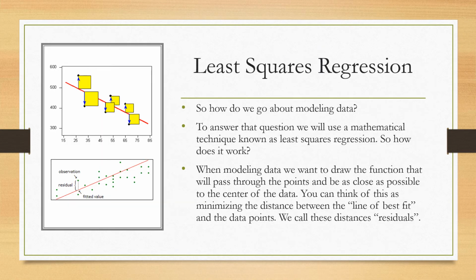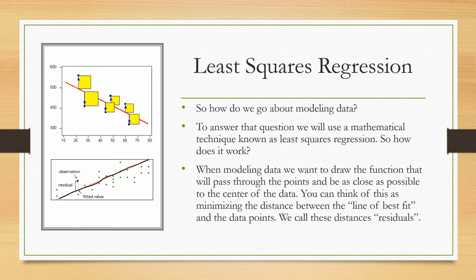So how do we go about modeling data? Well, we use a technique known as least squares regression. How does it work? Well, when modeling data, we want to draw the function that will pass through the points and be as close as possible to the center of the data. You can think of this as minimizing the distance between the line of best fit, which is the line that passes through the center of the data, and the data points themselves. And we call this distance a residual.